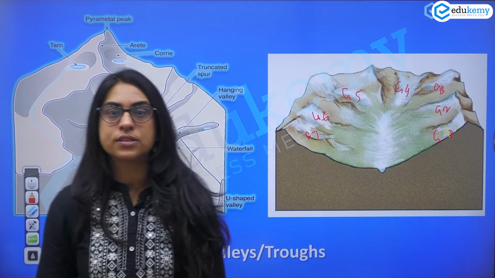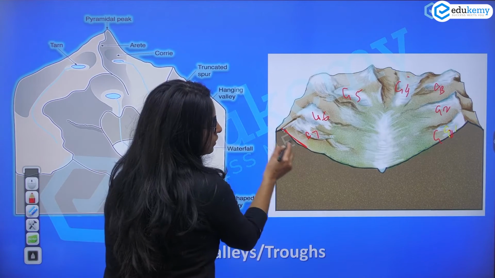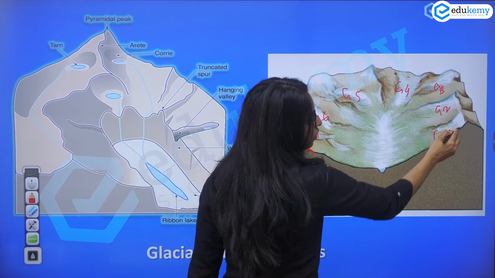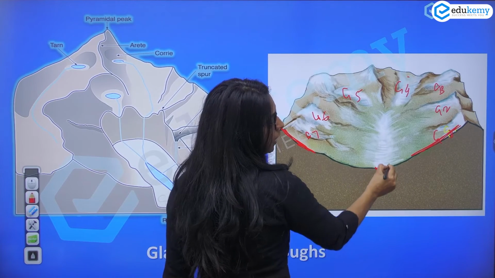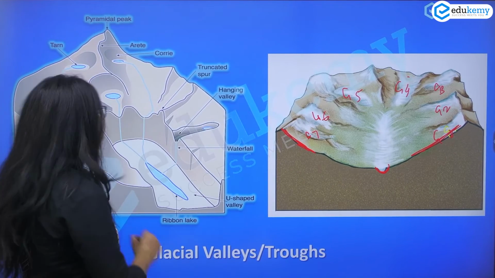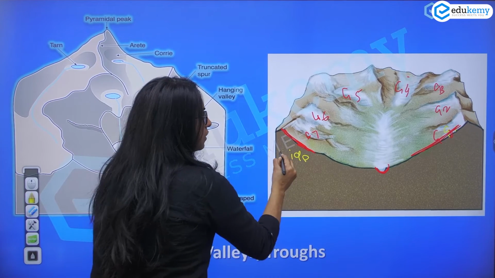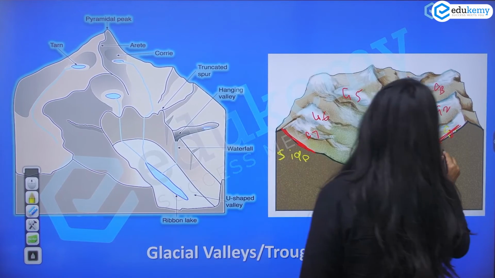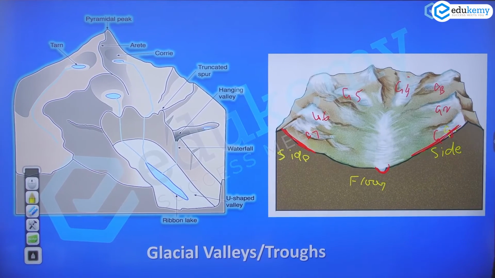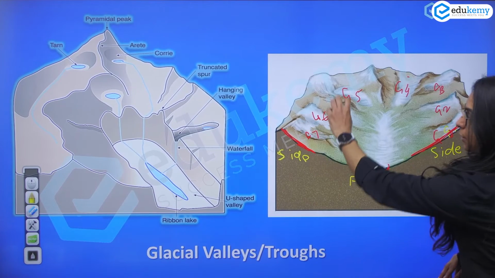These are the glaciers. They are trying to erode the valley side. This is the side of the valley, and they are also trying to erode the main floor. So they try to erode the side as well as the floor. And now what will happen is they're eroding the side.